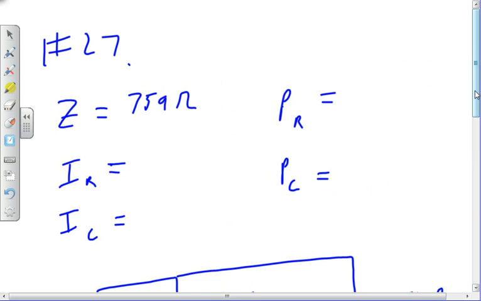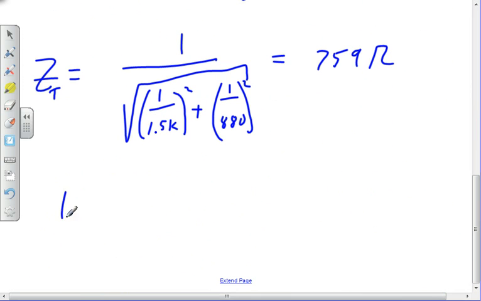ohms. All right, now I'm looking at the current through the resistor. That has to equal the voltage. What's the voltage? 2 volts. 2 volts divided by the resistance, 1.5 k ohms. 1.3 milliamps.